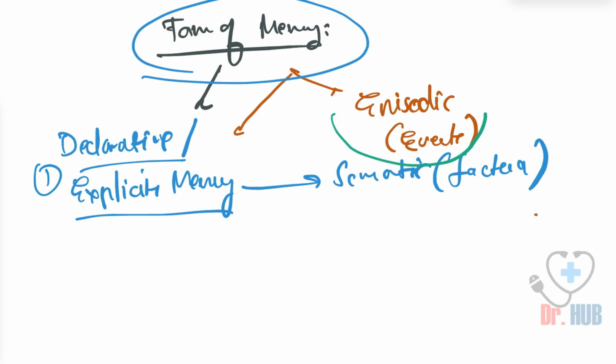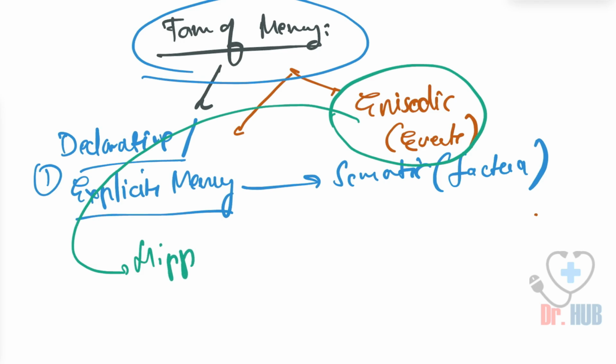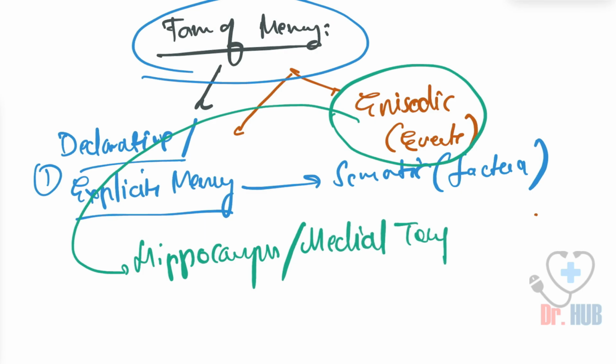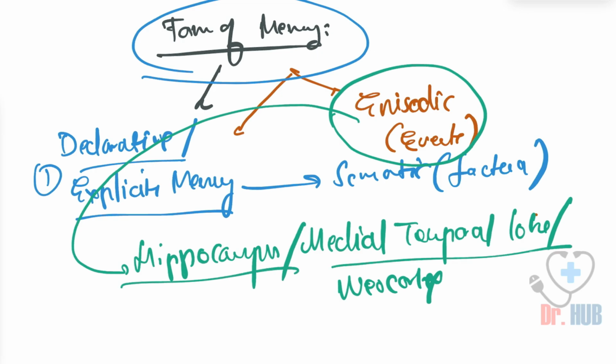So what is this episodic related to? The episodic is basically the events. The part of the brain which is involved here is the hippocampus. Then there is also the medial temporal lobe and also the neocortex. So the episodic events are present in the hippocampus, medial temporal lobe and the neocortex.